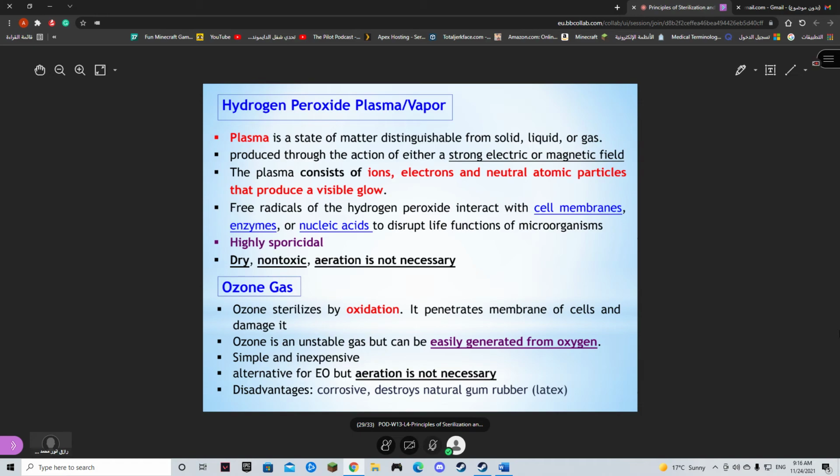Free radicals. They depend on free radicals, that is how we have the ozone gas. As the name suggests, it is an oxidation process. It penetrates the membrane of the cells and damages them, and it is easily generated from oxygen. So that's why it's an oxidation process. Aeration is not very important, but with ozone gas we have to be careful while using it because it is corrosive in nature. As you know, we are not supposed to sterilize our rubber things in high heat, but ozone is corrosive, so you have to be careful over here.